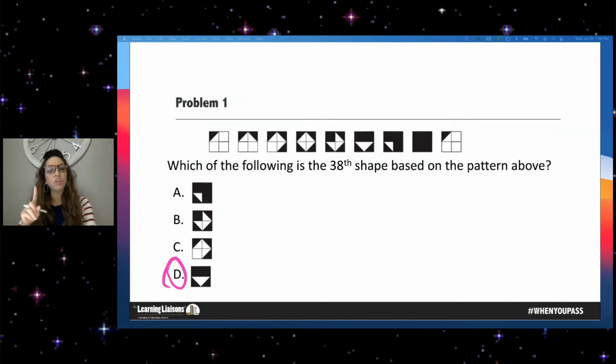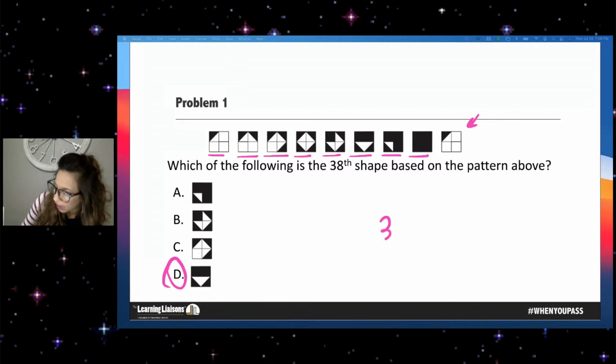Well, what I want you to notice is how far does the pattern go before it repeats? We have 1, 2, 3, 4, 5, 6, 7, 8 objects before it repeats back to the first one. So what we can do is take the number that we're looking for and divide it by 8. That's going to show us how many full pattern cycles we're going to have. So 38 divided by 8.